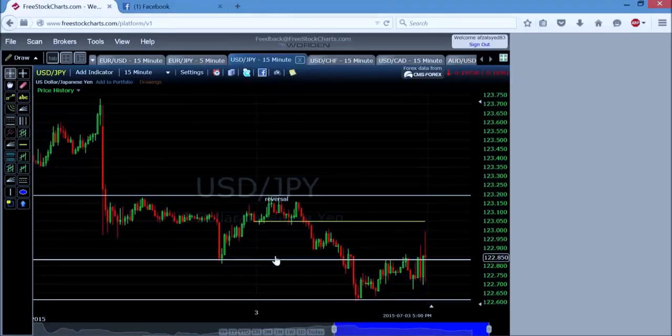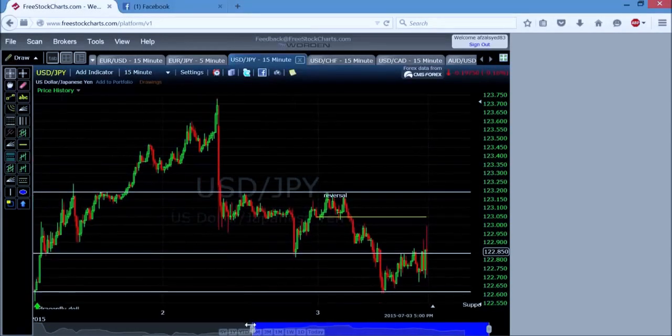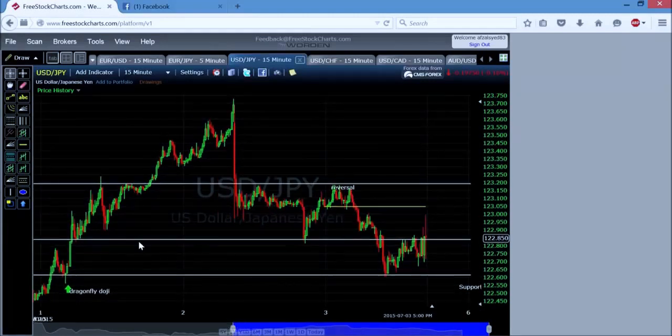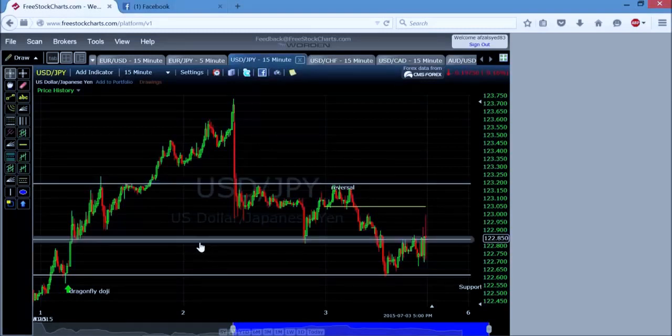I have support and resistances, and I draw them based on where the price has touched at least 2 or 3 times. I go back a little and I look where the price has stopped and kind of reversed back. So this is my resistance, and this was my support, which was broken. So this became my resistance, and now this is my support.